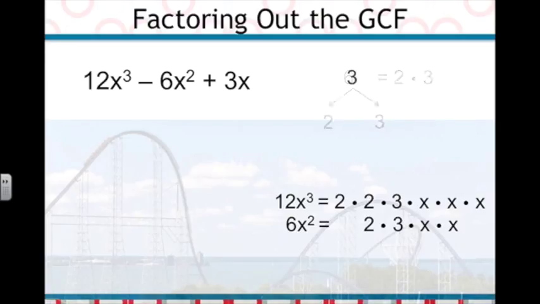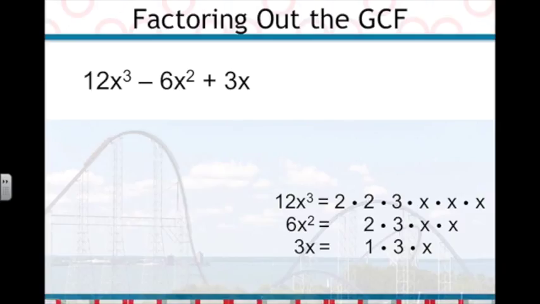The last coefficient is 3, but 3 is prime, so it only factors into 1 and itself. So we can write the third term factored as 1 times 3 times x. Since we have all three terms completely factored, we can identify the common factors and find the greatest common factor. Make sure that any factors you identify are common to all three terms, not just two of them.